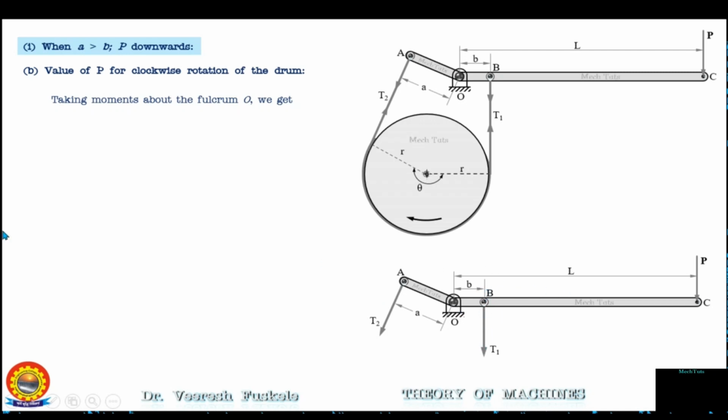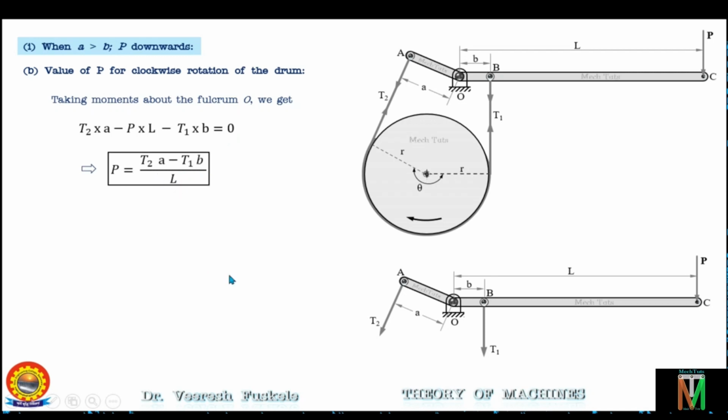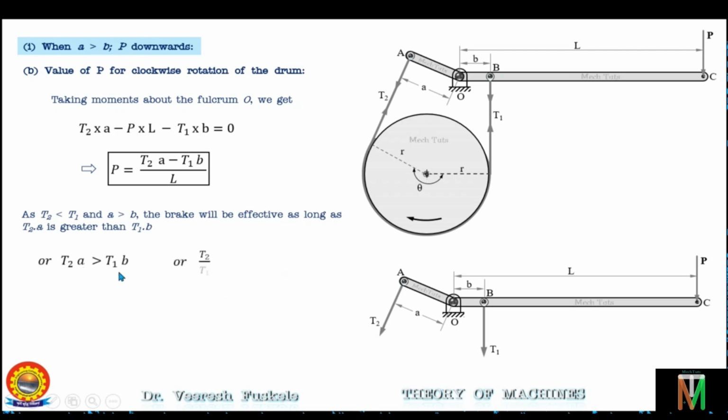So the moment equation can be written as T2 into A minus P into L minus T1 into B is equal to 0. T2 into A is the positive moment and P into L is the negative moment and T1 into B is the negative moment. So from here we can get the value of P as (T2A minus T1B) divided by L. Now as T2 is less than T1 and A is greater than B, so this brake will be effective as long as T2A is greater than T1B. That is, T2A should be greater than T1B. That is, T2 upon T1 should be greater than B upon A.